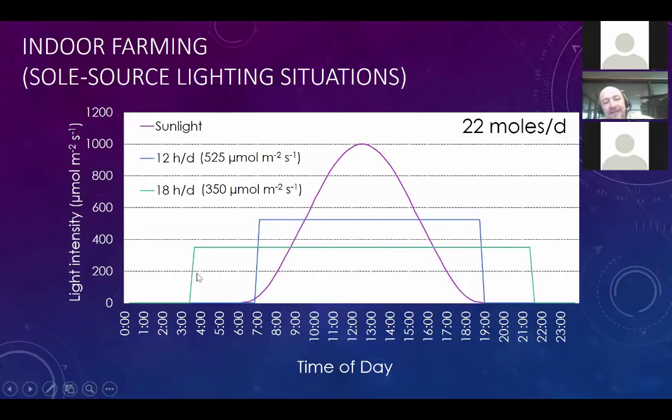If we go to an 18-hour photo period, so we're turning on at 4 a.m. and going out to, would this be 10 p.m., we would have to deliver 350 micromole during that time frame so that the area under that green line would equal 22 moles per day. So it's different ways of delivering the same amount of light, in other words.